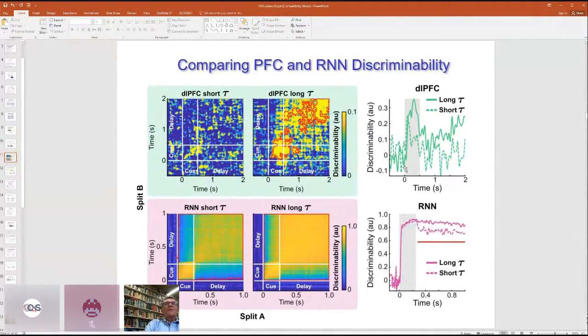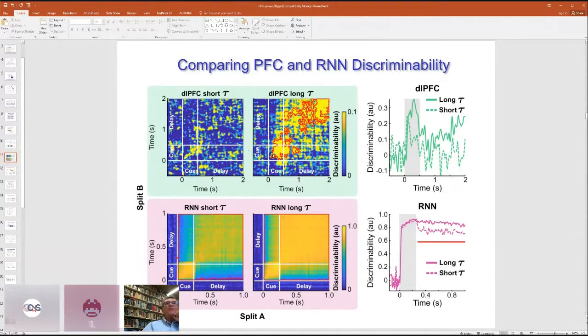First of all, we need a measure, and we're going to use something called discriminability, which has been used to analyze neural data as well. So we're going to be showing you both neural data from dorsolateral prefrontal cortex on the top and the recurrent network on the bottom. The idea is, during, say, the cue and delay periods, can you predict, just by doing a regression from the activity pattern, what the first input is? Is it up or down?